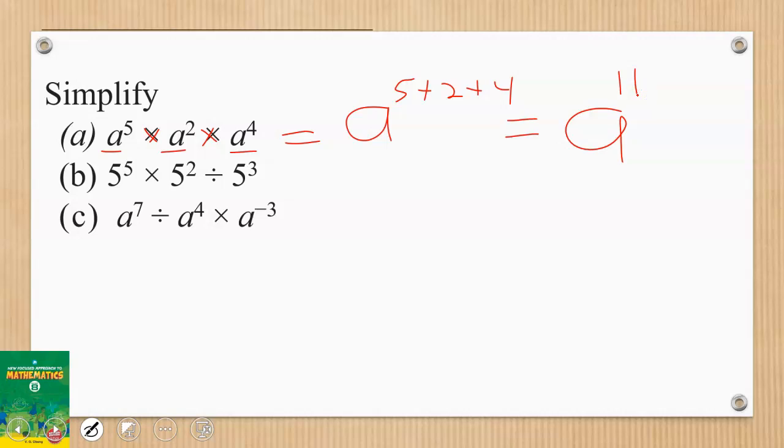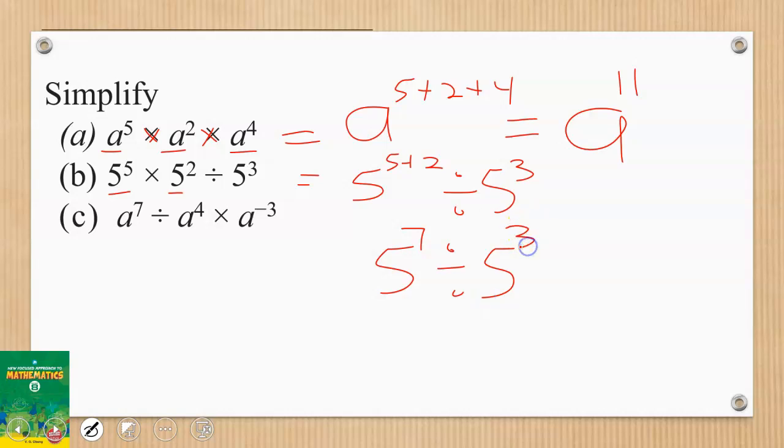Good. Then on the second part, the first two numbers are multiplying, so I can write 5 exponent 5 plus 2 divided by 5 exponent 3. So the first gives you 5 exponent 7 divided by 5 exponent 3. Of course, since the bases are the same, we can subtract exponents. So finally, our answer will be 5 exponent 4. Good. I hope it makes sense.